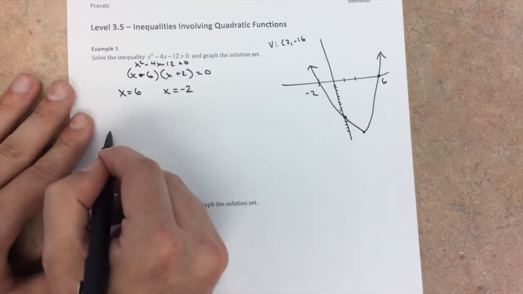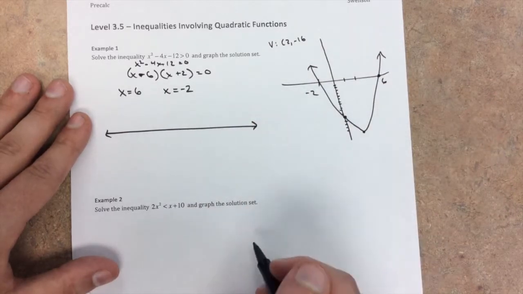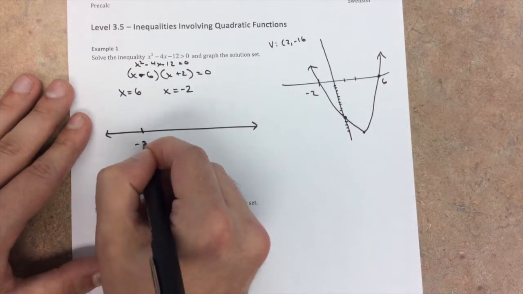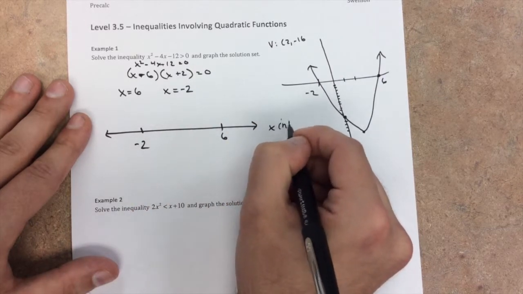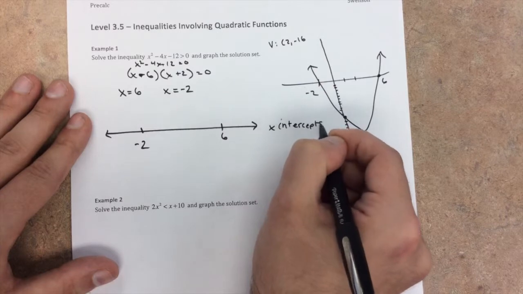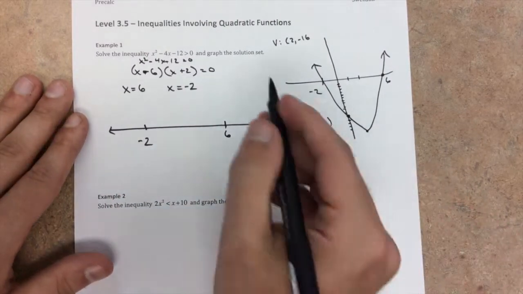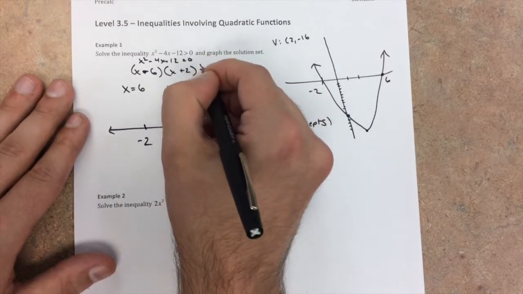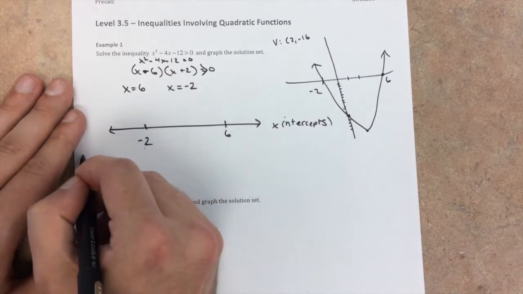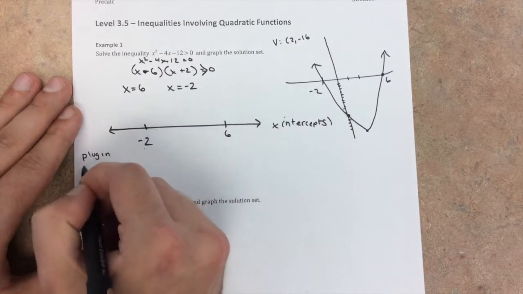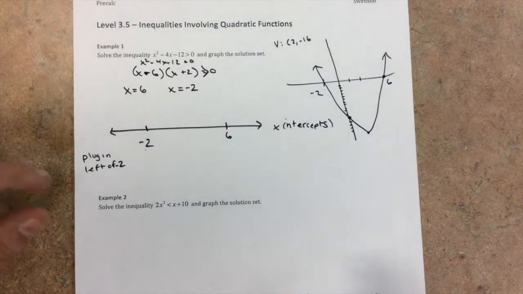So really, what we want to look at is we can just boil this whole graph down to a number line. And what we're going to put on there is our intercepts. And all we're going to do is we're going to test to see where this is positive or negative. Okay? Because I want to check where this is greater than 0. So I plug in a number. Plug in a number left of negative 2.